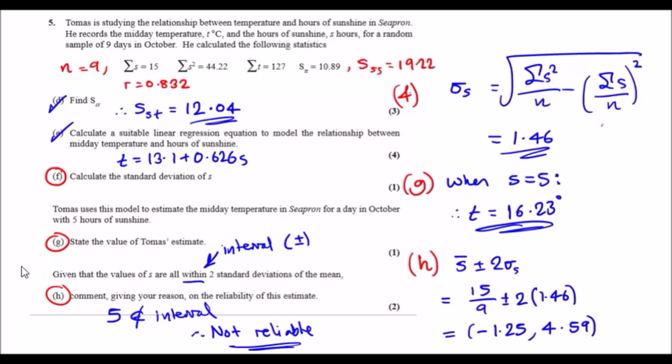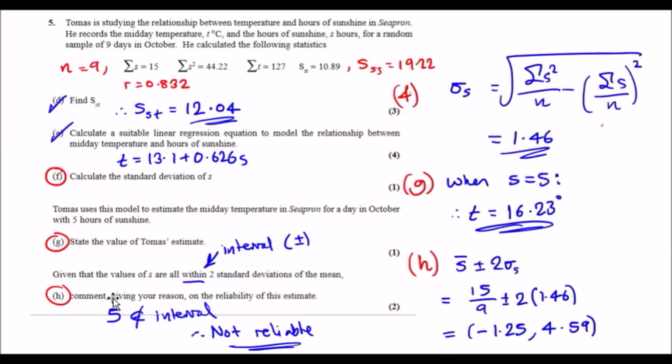Now here comes the last two. Thomas uses this model to estimate the midday temperature in Cypron for a single day in October with 5 hours of sunshine. So 5 hours means that the S value is now 5. State the value of Thomas' estimate. So this is just simply when S is 5, you plug into the equation here. So 13.1 plus 0.626 times 5, you should get 16.23 degrees. Okay, done. That's it.